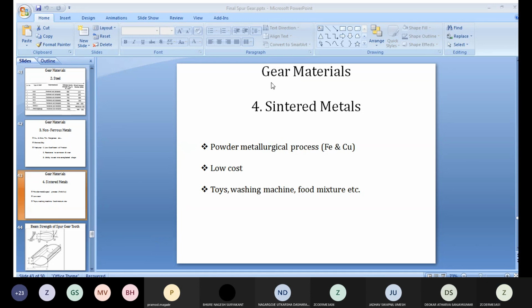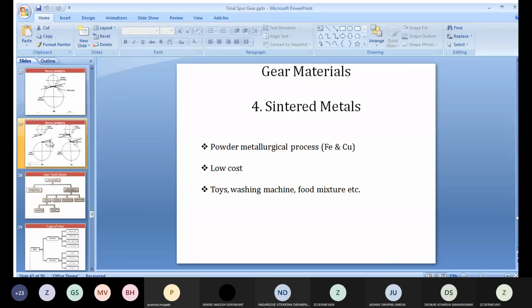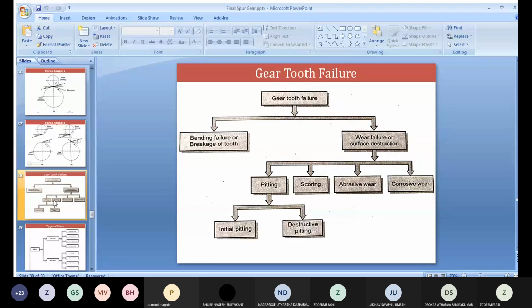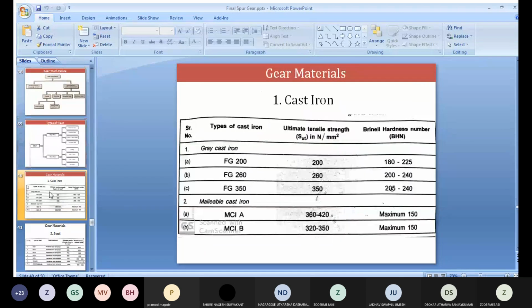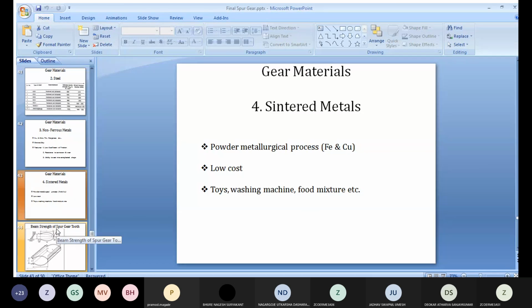Okay. In today's session, we have seen the basic things like gear tooth failure, which is common to all types of gears. Then we have seen the material. So do revise the things. Clear? So we'll stop here. Thank you.